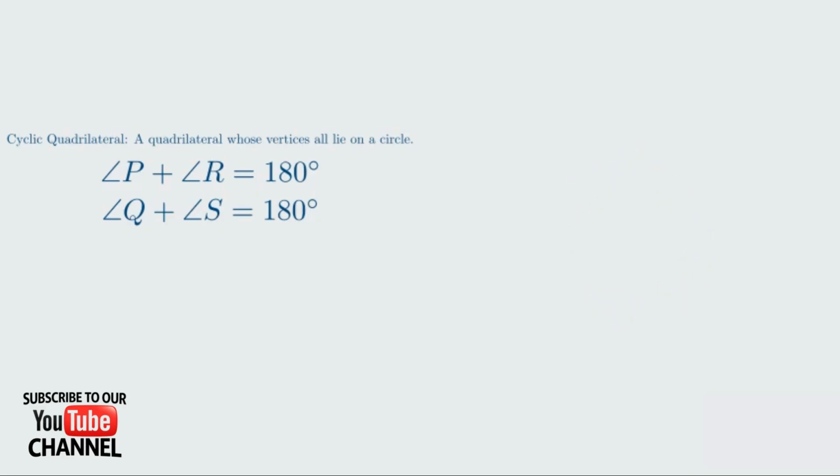Now, the converse of this theorem is equally important. The converse says that if you have a quadrilateral whose opposite angles are supplementary, then that quadrilateral must be cyclic. Its four vertices must lie on some circle.